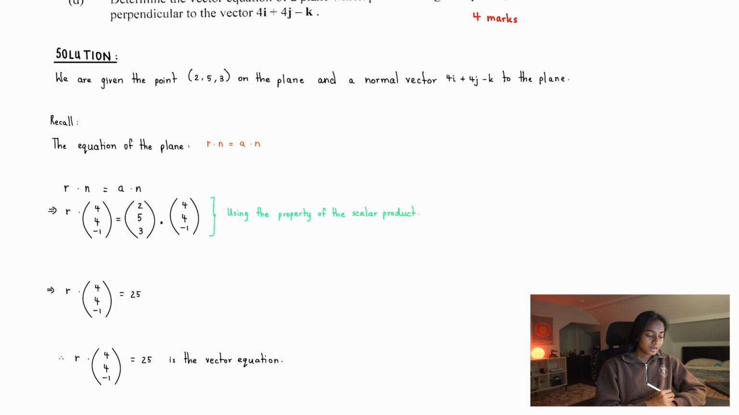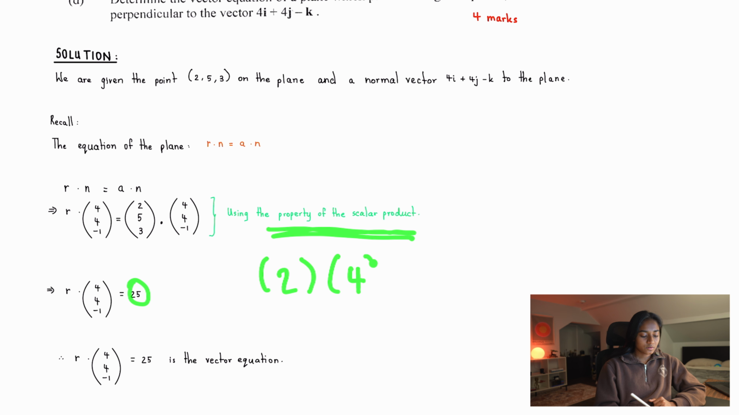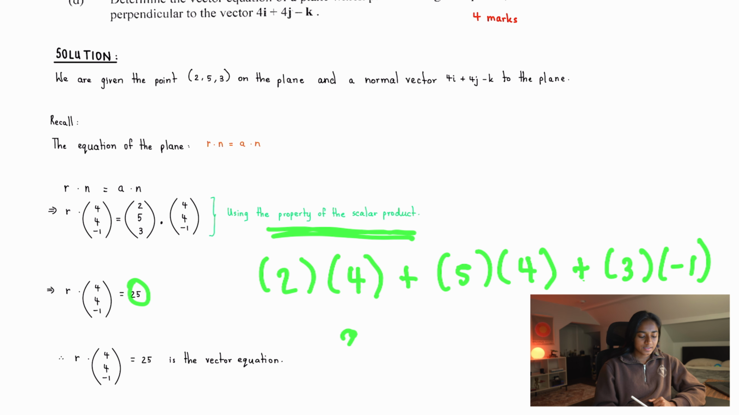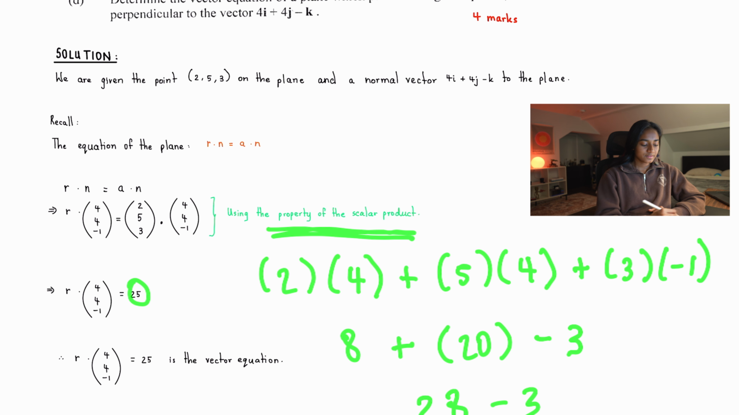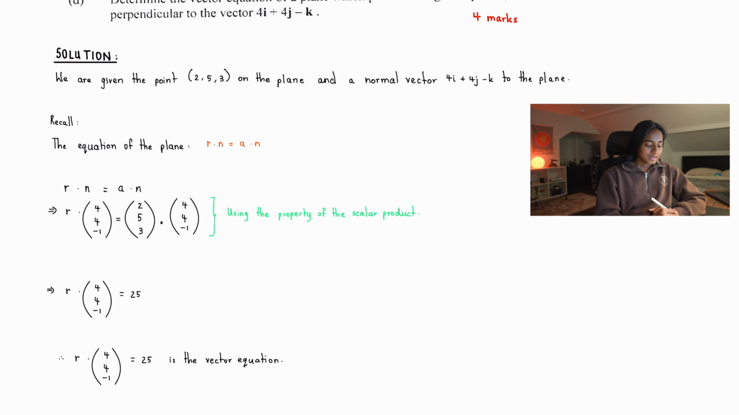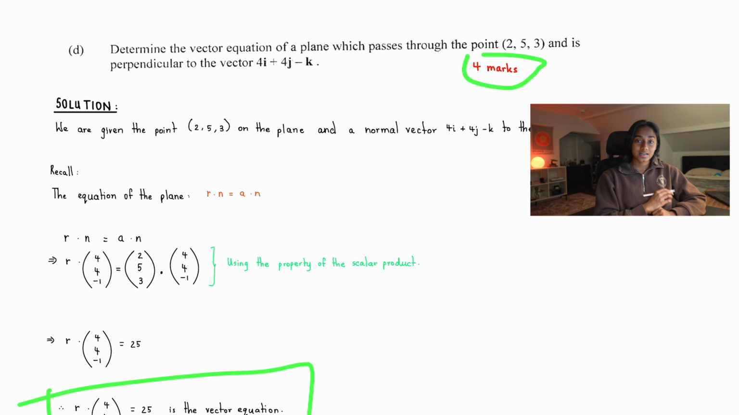Now all we have to do is substitute. We're going to use the property of the scalar product here. So we'll have 2 multiplied by 4, plus 5 multiplied by 4, plus 3 multiplied by minus 1. So we'll have 8 plus 20 minus 3. So we have 28 minus 3, which is equal to 25. That's all we did here, and then we can see that this is the vector equation. And for 4 marks, it was that simple.